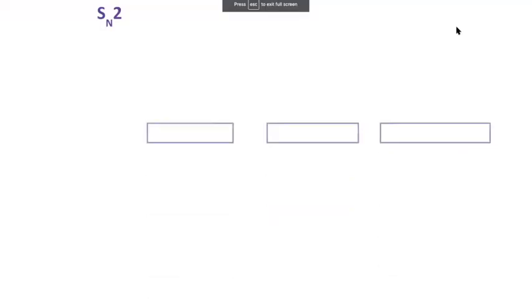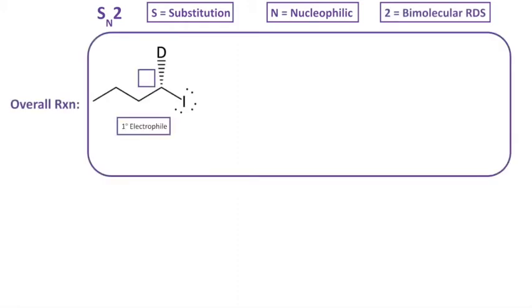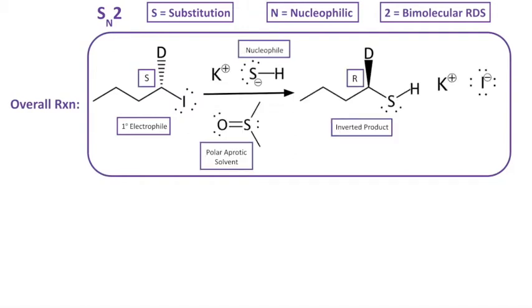So this is the quiz you'll have on Monday, Tuesday next week. You'll fill in these boxes. S is for substitution, N is nucleophilic, bimolecular. And then here's an overall reaction example. Got our solvent and everything.